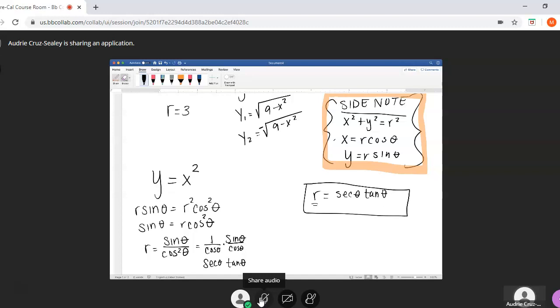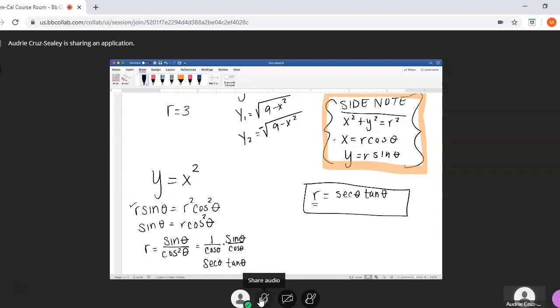And there's my answer. I'm stopping. I guess y'all are still writing. So I started with Y equals X squared, and it wants me to change this into polar, which means I can't have X's and Y's anymore. I can only have R's and thetas. So I changed Y into R sine theta, and I changed this to R cosine theta squared. Is everybody okay at this point? Any questions there?